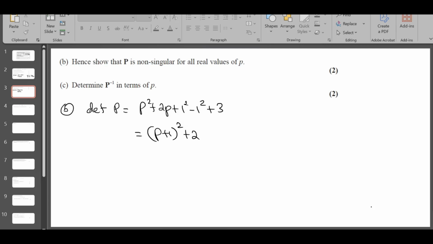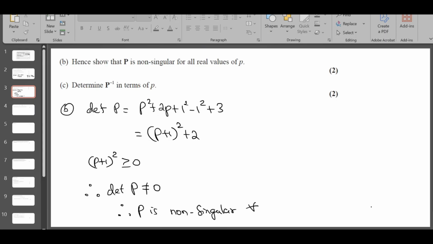So you need to write P plus 1 whole squared is greater than or equal to 0. Therefore, the determinant value of P is not equal to 0. Therefore, P is non-singular for all values of P. This symbol is for all actually, or you can just write for all real values of P.